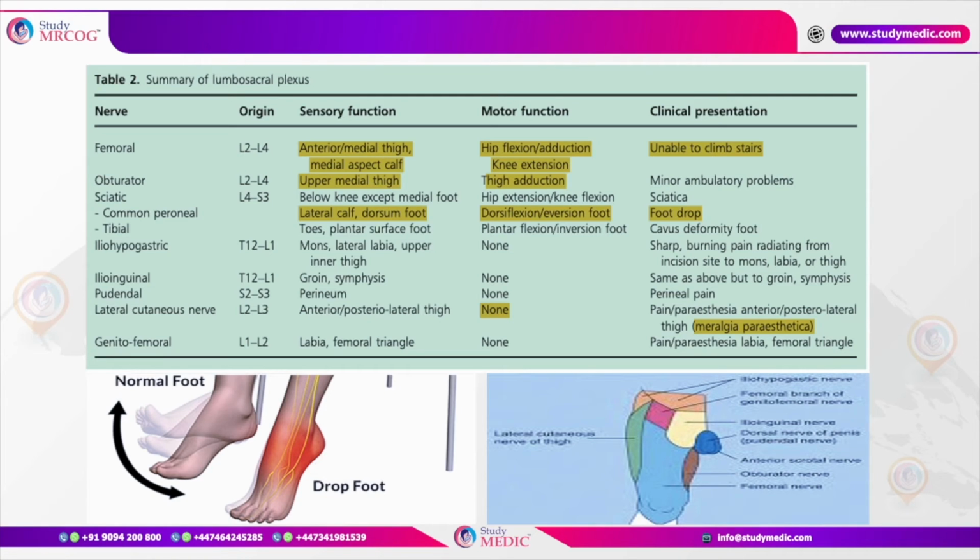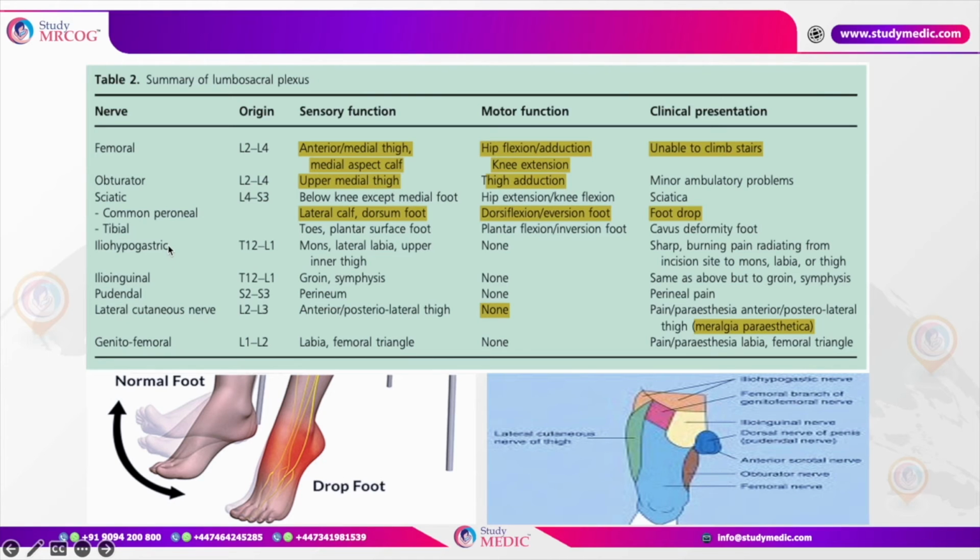Common peroneal nerve, we all know it is responsible for the dorsiflexion and eversion of the foot. And in case it is damaged, this dorsiflexion and eversion cannot occur, rather foot drop occurs. So this is again an important exam-tested question, that foot drop is associated with common peroneal nerve.